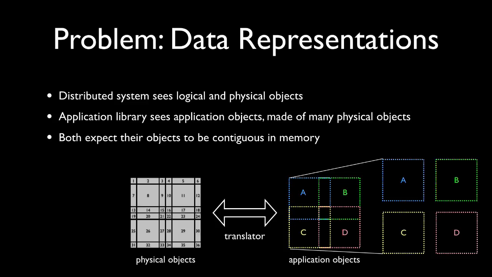So the first challenge that comes up in building this distributed system is data representation. Simply put, the distributed system, in order to manage consistency, sees the world in terms of these logical and physical objects. But the application library sees the world in terms of these application objects, and the 2 are not the same. Often, or almost always, an application object consists of many physical objects. And the challenge here is both the distributed system and the application want these objects to be contiguous in memory, either for network transfers or as the simulation library expects. And so you have this challenge where they're expecting different layouts in memory, and you somehow need to resolve those 2 and translate between them.